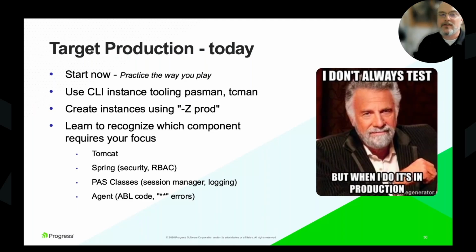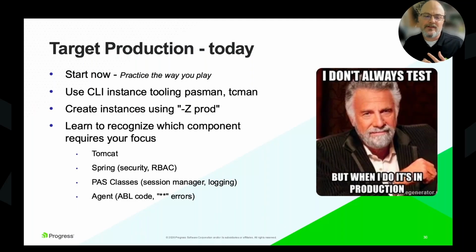As well, the last point here: something went wrong. What component is going to require my focus to go and fix? Is this a Tomcat issue, like a port already in use? Is this some kind of Spring security thing where, when a request came in, I received a 401 or something to that degree, where I wasn't permitted to facilitate that request? As well, where else could an issue arise?